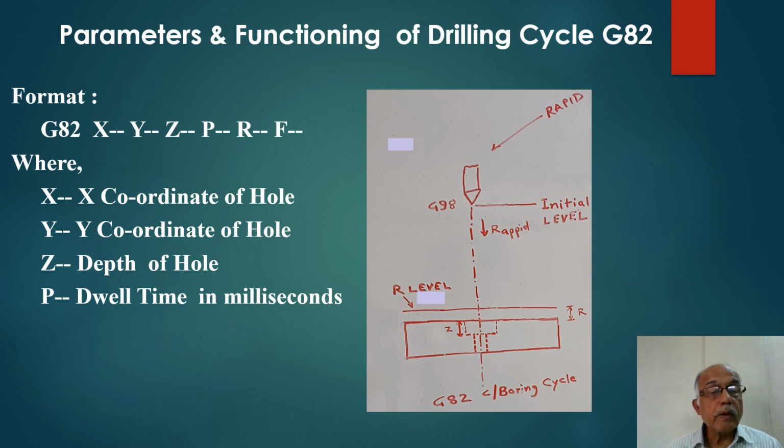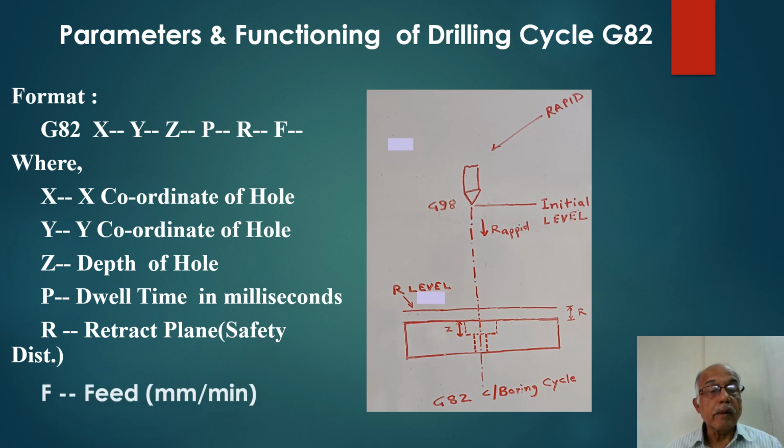Now the next parameter is the retract plane. After completion of drilling, the tool will retract to the R plane or safety distance, and F is the program feed. It is given in mm per minute. So these are the parameters of the drilling cycle and this is how it works.